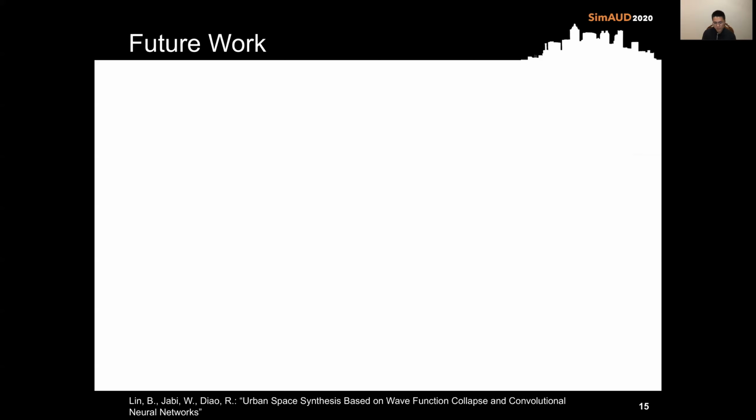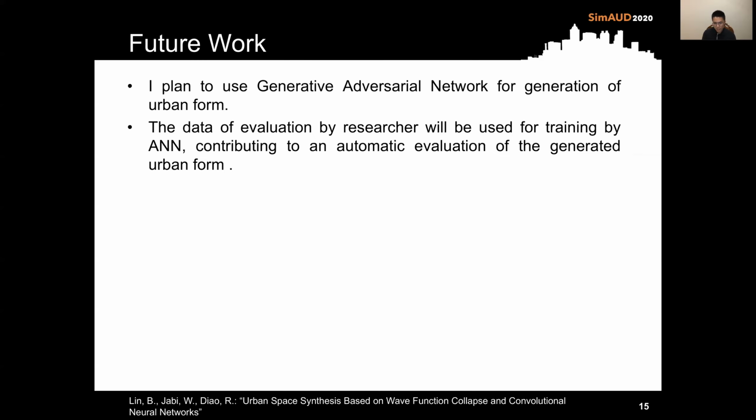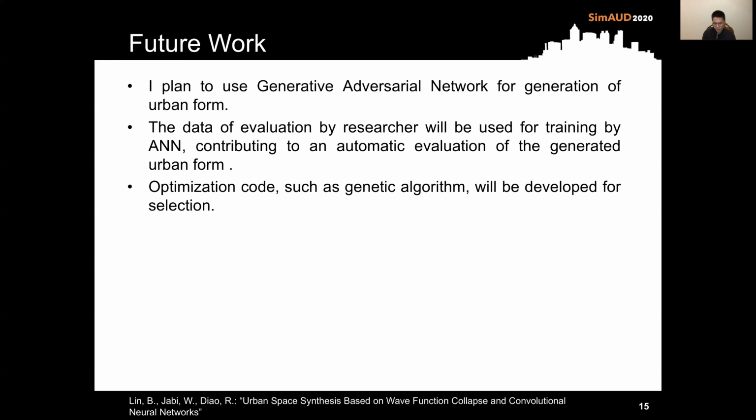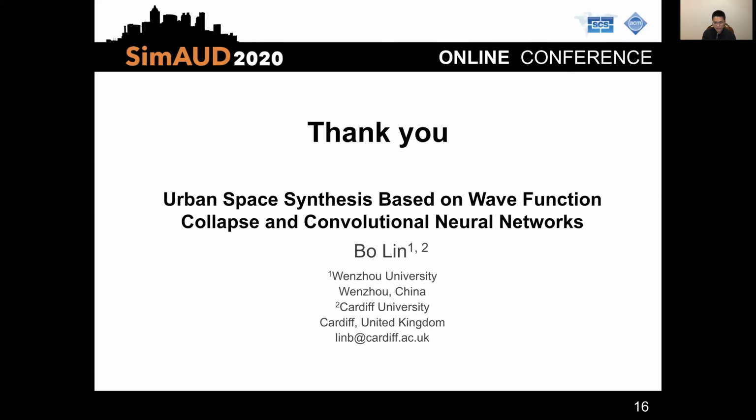For the future work, I plan to use generative adversarial network for generation of urban form. The data of evaluation by researcher will be used for the training by artificial neural network, contributing to an automatic evaluation of generated urban form. Optimization code such as genetic algorithm will be used for selection. I will also investigate a new algorithm which can directly generate design output in the format of vector with topologic feature. This is the end of my presentation.